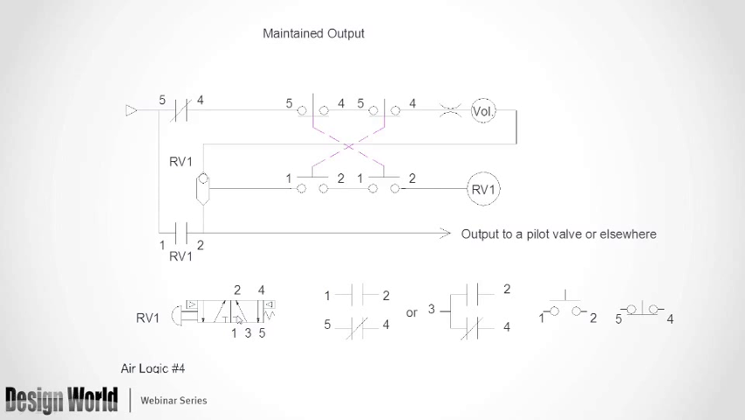Do we have to have the relay valve in here? No, we don't. We could put in larger valves up here and skip the relay valve. There's always more than one way of hooking up the circuit. So if you didn't want to go to the extra valve, you can leave it out and you could have a maintained output here.